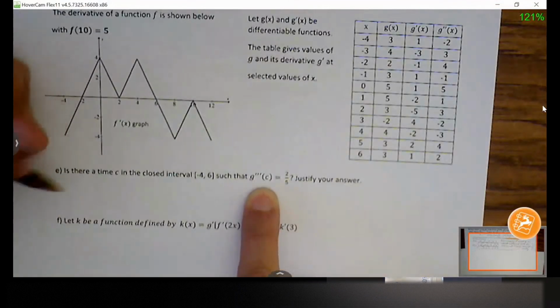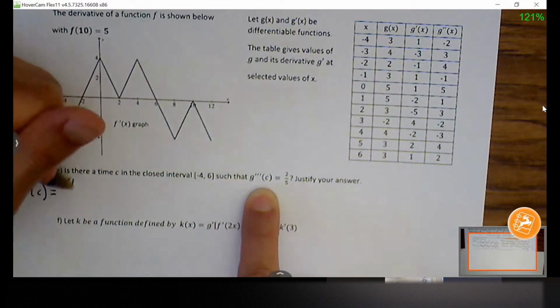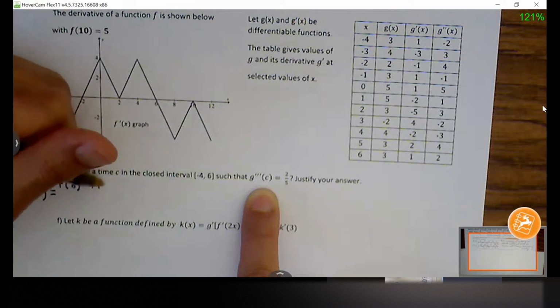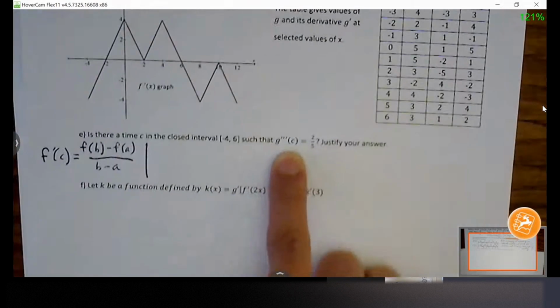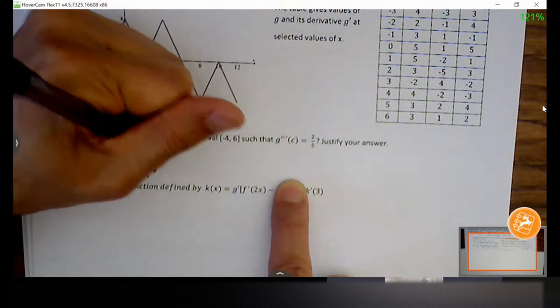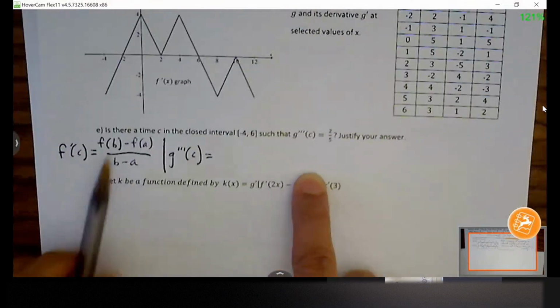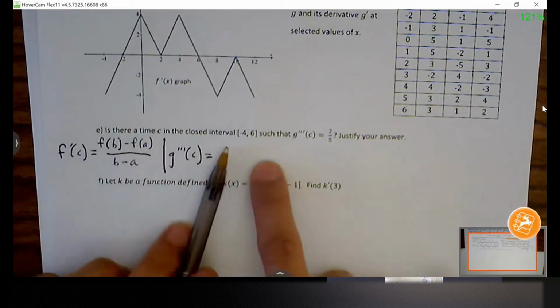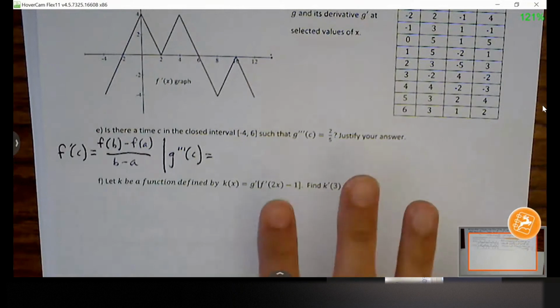We're trying to find G triple prime though. So we're going to adapt our rule. Our rule says, well, I can guarantee an f prime of c as long as I find the slope between the endpoints. But if I want to guarantee a G triple prime, what level do I need to be looking at in terms of G? G double prime. Good, G double prime, right?